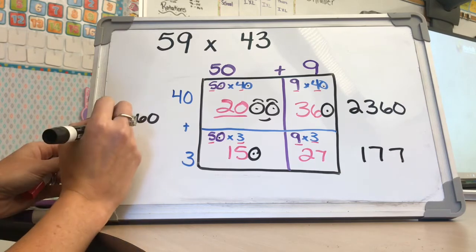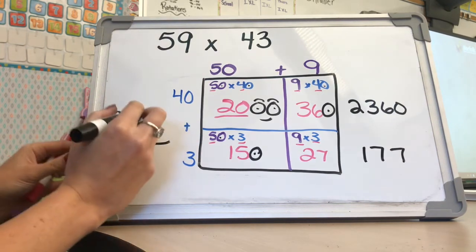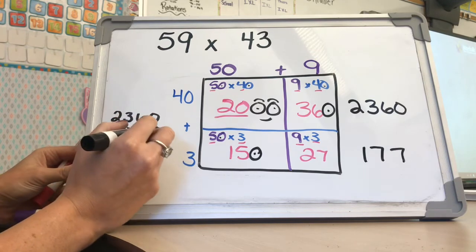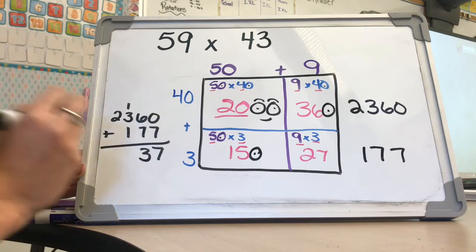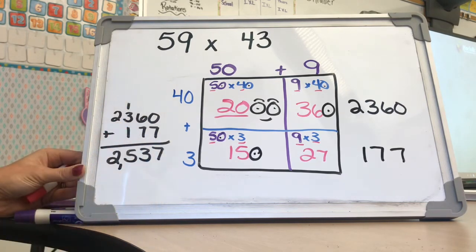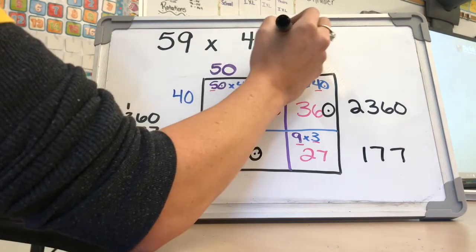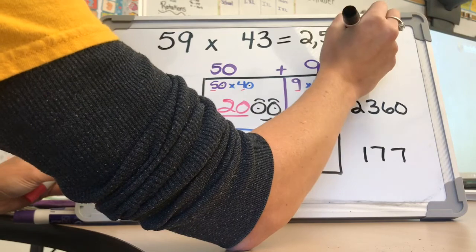2,360 plus 177 equals: 0 plus 7 is 7. 6 plus 7 is 13. 1 plus 3 is 4, plus 1 is 5, and then we bring down our 2. So 59 times 43 is 2,537.